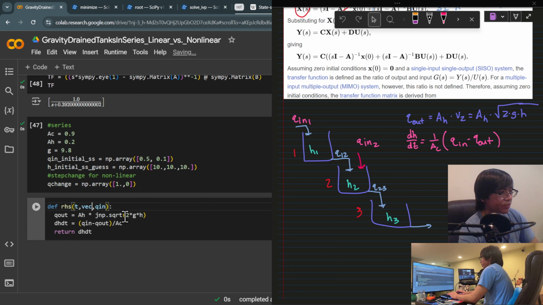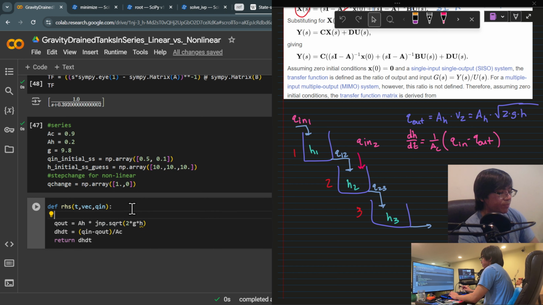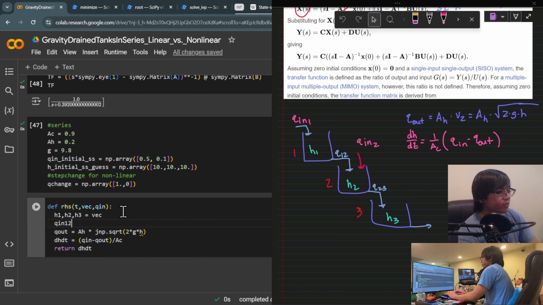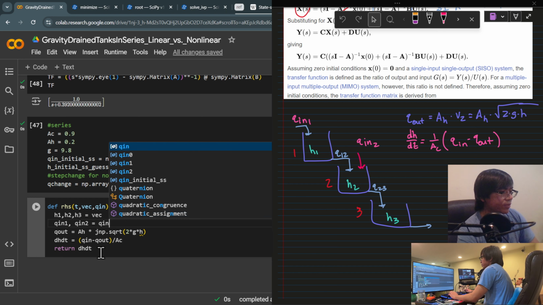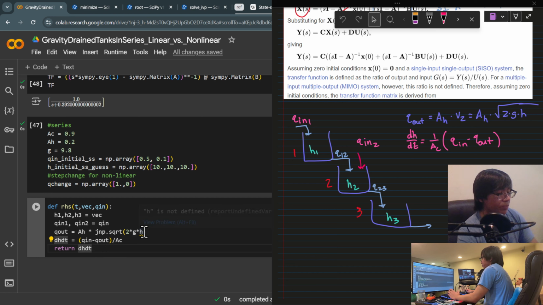So now we'll have vectors of our heights, so we need to unpack that. So that'll be a height 1, height 2, and height 3. Qn will also be a vector, so that'll be Qn1 and Qn2. We have multiple of each component now, and now we have to write Q outs for all of them. Q out 1. Does that make sense?